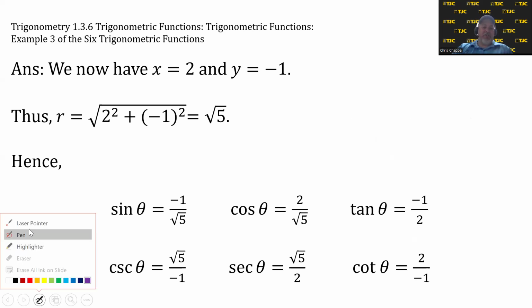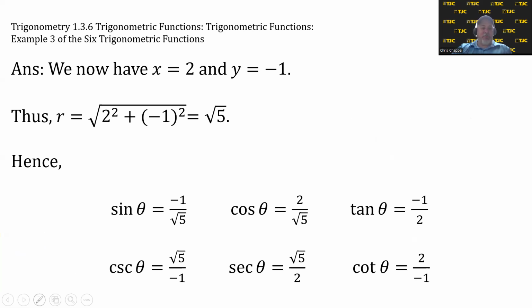And then we look out for things to clean up, such as the negative inside the fraction and the square root in the denominator for sine of theta, the square root in the denominator for cosine of theta, and the negative in the numerator for tangent of theta. We're dividing by 1, or negative 1, for cosecant of theta. Secant theta is the only one that looks good as is, square root of 5 over 2. But cotangent of theta is 2 over negative 1, and that can clearly be cleaned up.